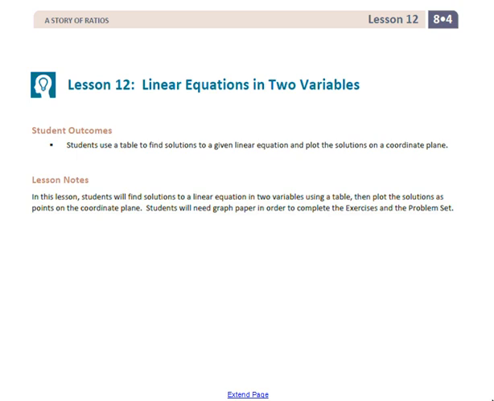This is Mrs. Appia with Lesson 12, Linear Equations in Two Variables. Student outcomes for this lesson: students use a table to find solutions to a given linear equation and plot the solutions on a coordinate plane.